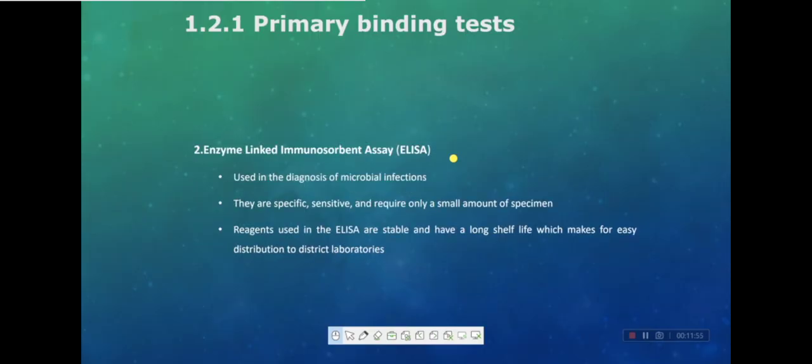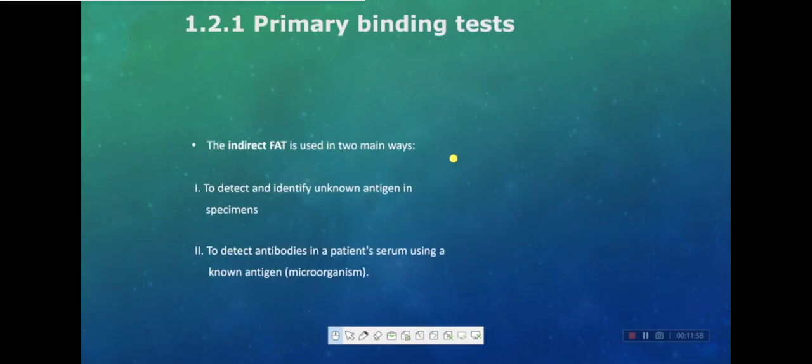So in indirect FAT, to detect antigen, what happens? A slide preparation of the specimen is made and unlabeled specific antibodies are added, and after incubating, the antigen and antibody can combine. The preparation is washed, leaving only antibody that has combined with the antigen on the slide. Thereafter, a fluorescent labeled anti-species globulin is added and allowed to combine with the antibody. Then the excess is washed. Then the preparation is examined under a fluorescent microscope. Right. If fluorescence is seen, it means that the particular antigen is present. Otherwise, the antigen is absent.